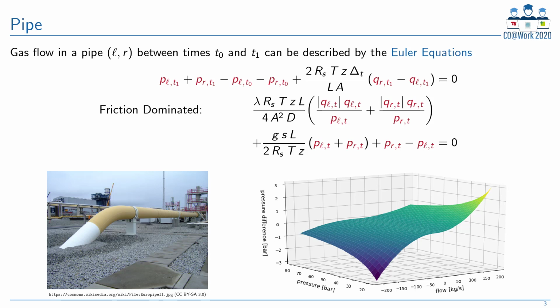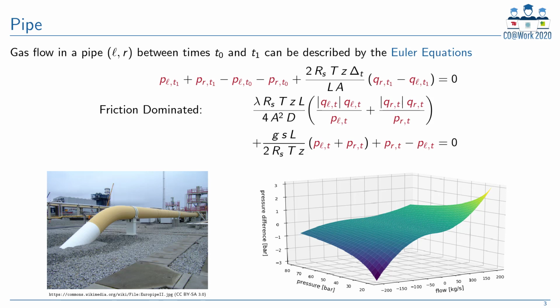The version that we displayed is called the friction-dominated variant, where the variables denoting the pressure with P and the mass flow with Q are highlighted in red. Among some other things, we assume for this variant a constant temperature of the gas, which is a reasonable assumption for underground transport pipelines.